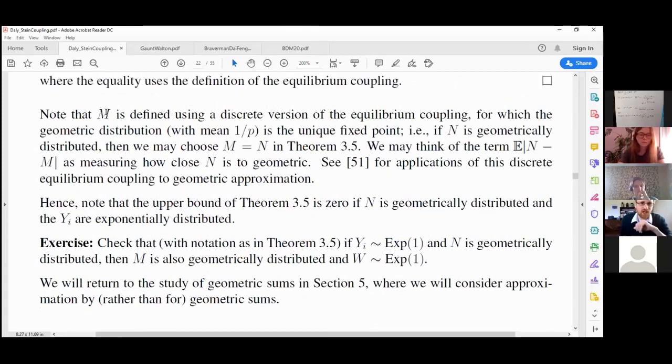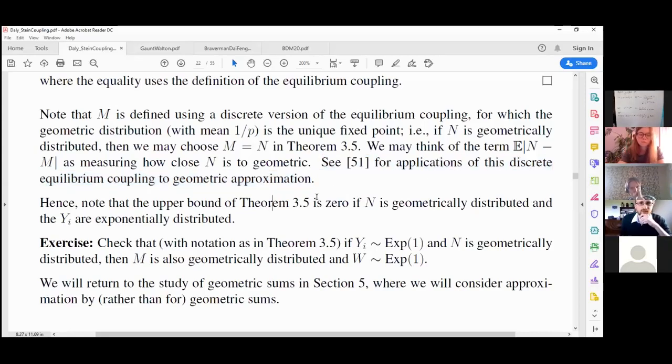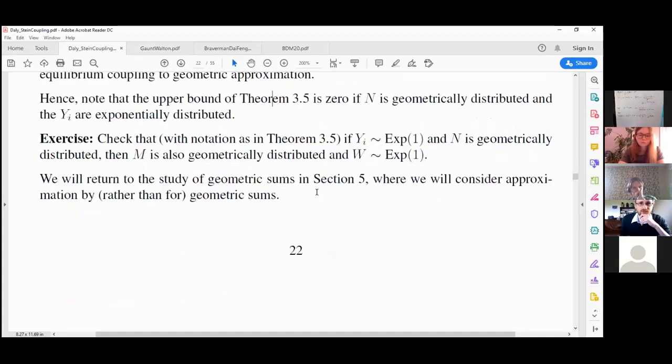So we said that this M is a discrete version of an equilibrium coupling. We said that if we're geometric, that transformation leaves us alone. There's a reference there if you do want to see more about geometric approximation. There's also a whole section later on. Let me skip. It's going to be about.